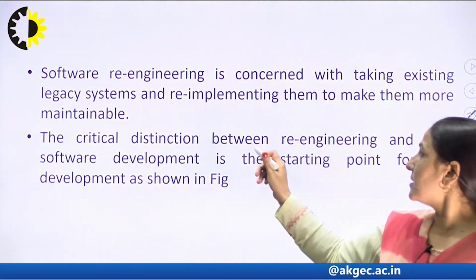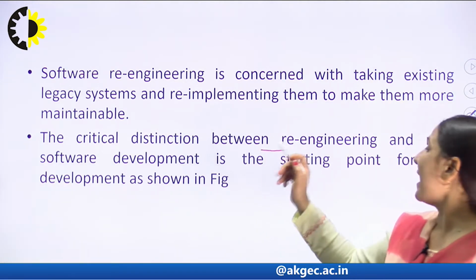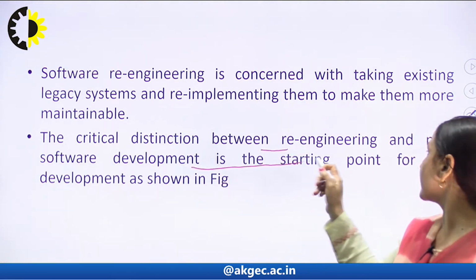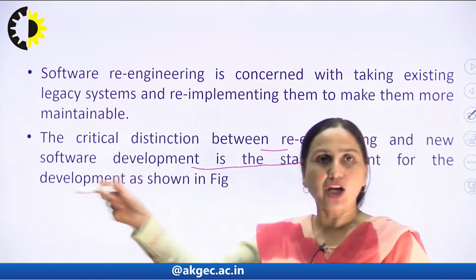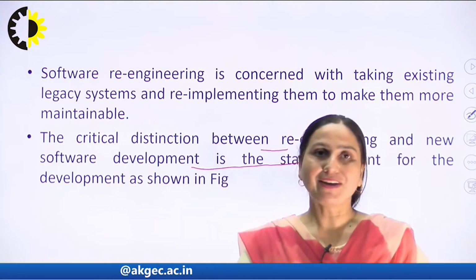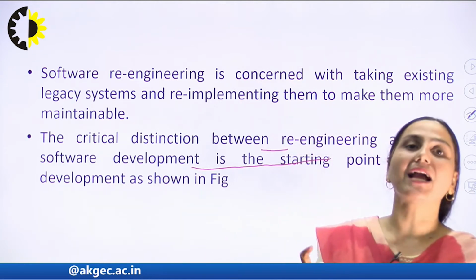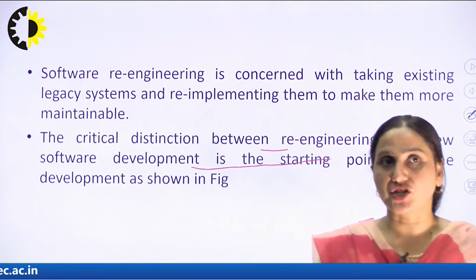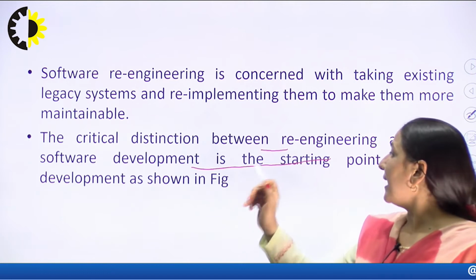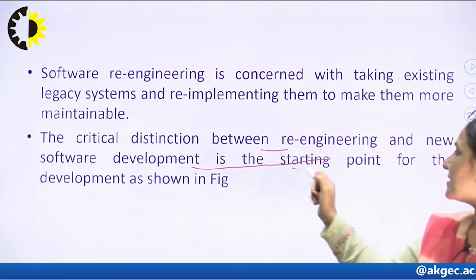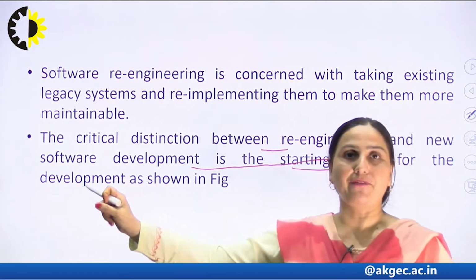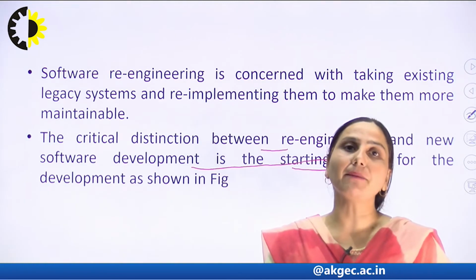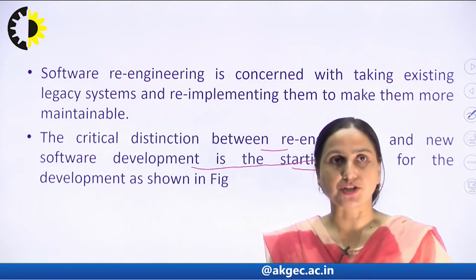Now, the critical distinction between re-engineering and new software development is the starting point for the development, as shown in the next slide. When we are developing a new system and when we are re-engineering a system, the critical distinction is the starting point for the development: whether we are re-engineering or developing a new system.